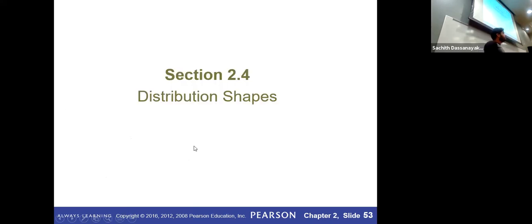Now, distribution shapes. Up to this moment, we have discussed frequency distributions and how we represent a frequency distribution, like a table, or a graph, or another kind of table like a stem plot, or graphs like dot plots, histograms, bar charts. Now we are going to see the shapes of those distributions. They have different shapes.